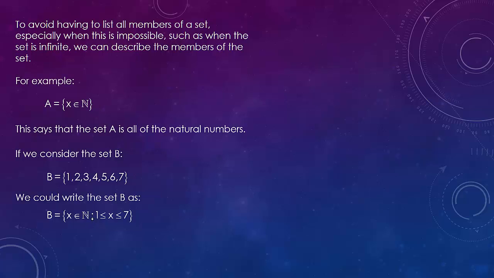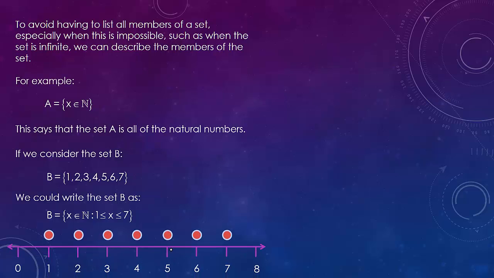But then the colon reads in English as "such that." And it gives a further condition on the elements. And in this case, it's saying that the elements are between 1 and 7, including 1 and 7. If we drew that on a number line, we would have the elements indicated. And note that these are natural numbers. So there's nothing between 1 and 2. We're saying it's 1, and then 2, and then 3, and then 4, up to 7.